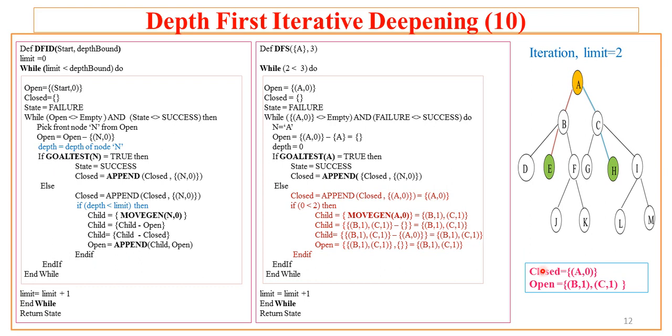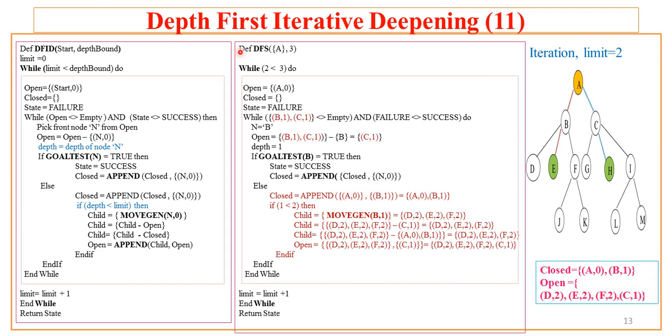So at this point of time, for this iteration, limit 2, we have closed with A and open with B and C. With open having B and C, it iterates the inner while loop again. Open is not empty, state is failure, which is not success, both the conditions are true, so it picks the front value of the open, which is B. Now it removes that B from the open. Open has only one node C.